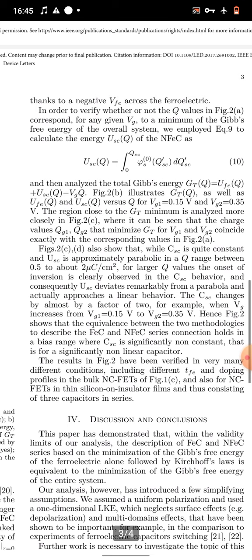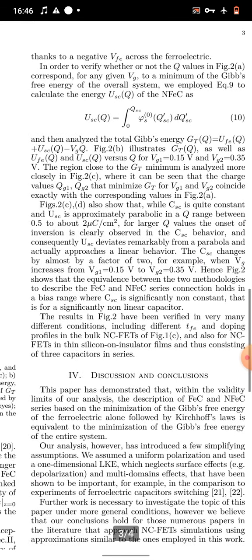So this is the equation that we get. We then analyze the total Gibbs energy and illustrate UFEQ and USC versus Q for VG1 and VG2 equal to 0.35 volts. Here it can be seen that the charge values that minimize GD for VG1 and VG2 coincide exactly with the corresponding values in figure 2. It also shows that CSC is quite constant and USC is approximately parabolic in a Q range between 0.5 and about 2 microcoulombs per centimeter square.